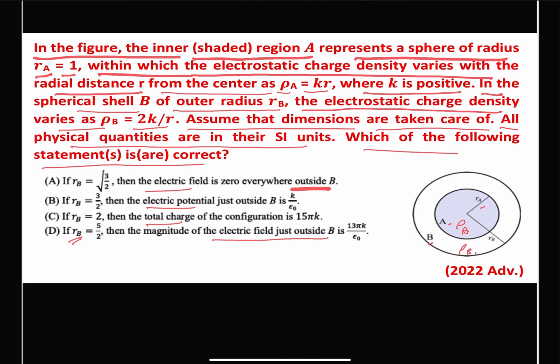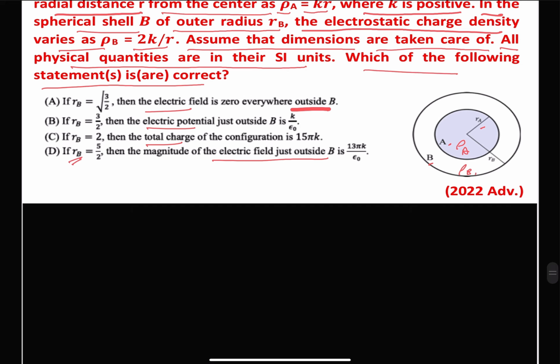Okay. And so first of all, we are going to find out what will be the charge in region A. Then we are going to find out the charge in region B. So we can say that the charge in region A, here the density rho A is K times small r.